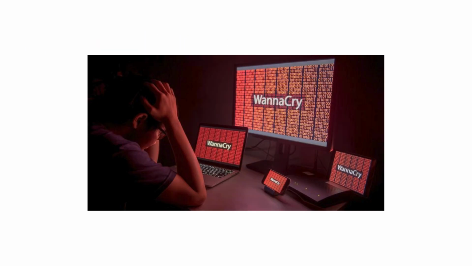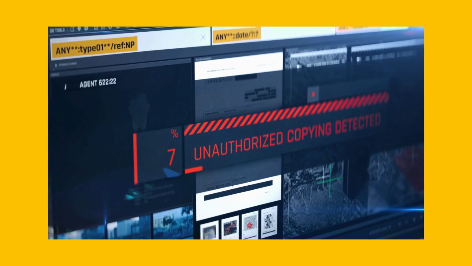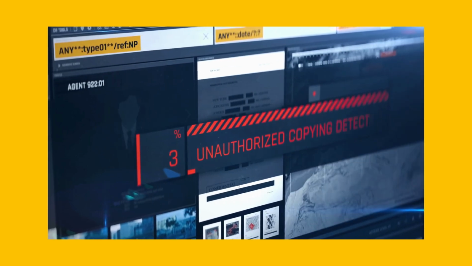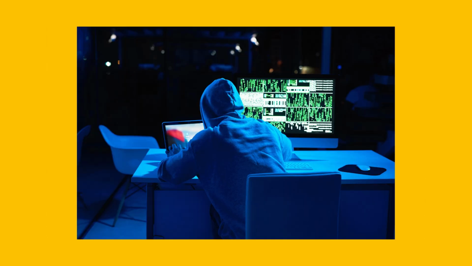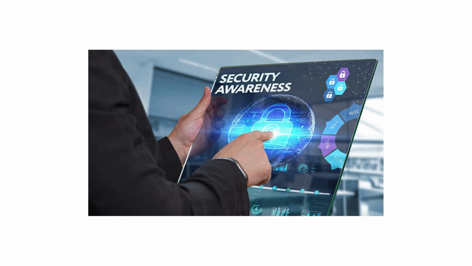The WannaCry ransomware attack and Equifax data breach serve as stark reminders of the ever-present cyber threats organizations face. By understanding the attack vectors employed in these incidents and the lessons learned, we can enhance our defenses and protect sensitive information. Stay vigilant, keep systems updated, and invest in comprehensive security measures to safeguard against future cyber attacks.